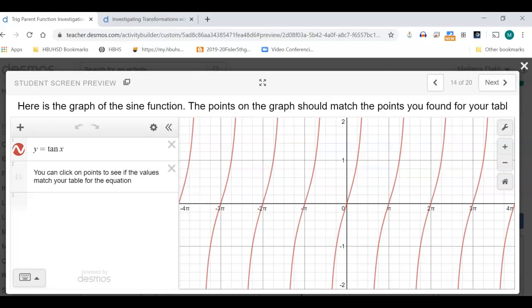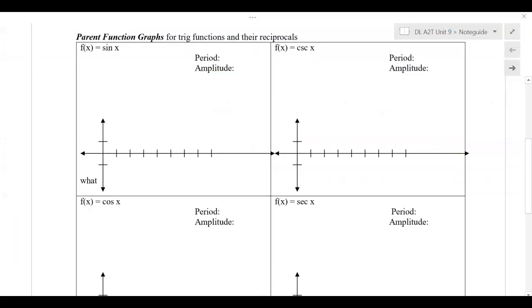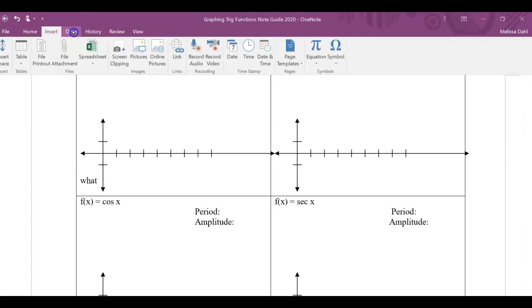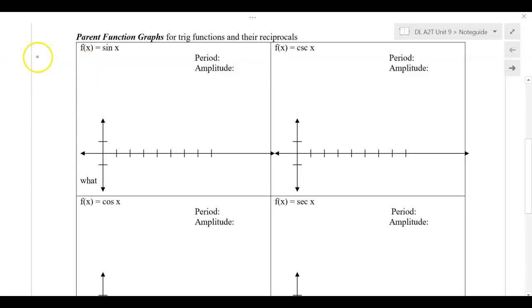So we're going to take this information and fill in the actual parent functions on our note guide. We're going to fill in those points that we saw for sine. To graph these the same way you did transformations with all of your other functions, you may choose to do this, or you may choose to just use the patterns that you see here and not points to get the graphs. It's up to you, but we're going to do the chart the same way that you have.